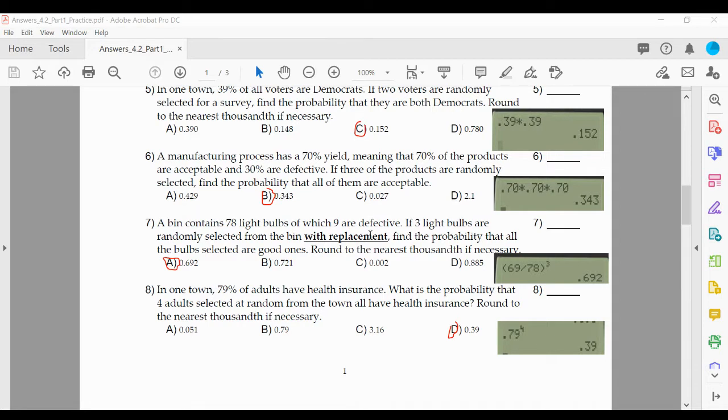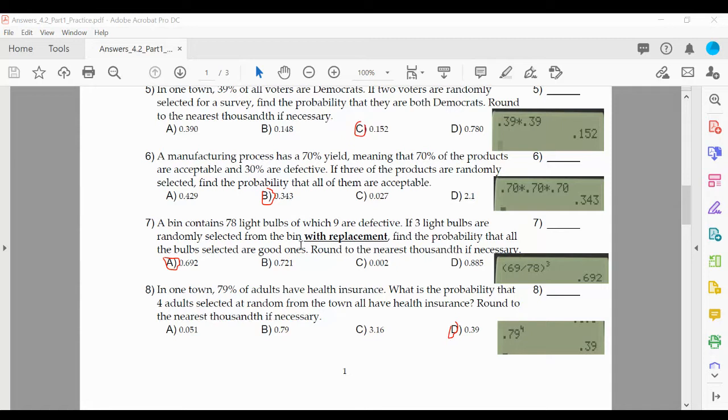We pick that good one out, then we put it right back in. So the probability of getting another good one is the same thing, 69 out of 78. We pull that one out, we put it back in. You're starting all over again. Nothing changes. So with replacement, you're using the same probability, 69 out of 78. 78 total light bulbs, 9 defective. I'm saying 68, but it's actually 69. 78 subtract 9 is 69. 69 out of 78.